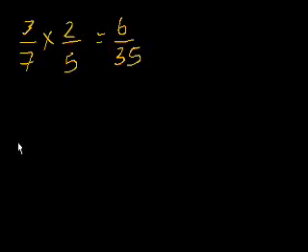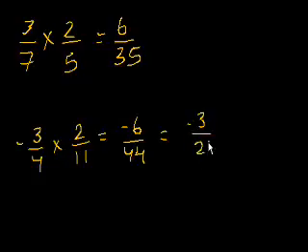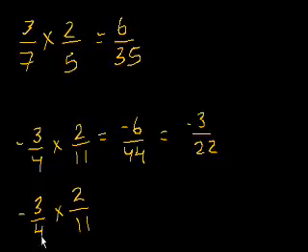If I had -3/4 times 2/11, well, that's -6/44, which is the same thing as -3/22. And we could have done that cross-dividing trick here. Let's do it again with the cross, times 2/11. We say, oh, well, 2 and 4, they're both divisible by 2, so let's divide them both by 2.